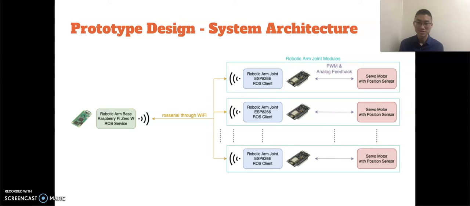Each joint consists of a servo motor with a position sensor, a battery to power the servo, and an ESP8266 running a piece of software called Robot Operating System, or ROS. These joints will communicate wirelessly through ROS to the robotic arm base, which consists of a Raspberry Pi Zero W, as well as a couple of buttons to provide user control of the system.